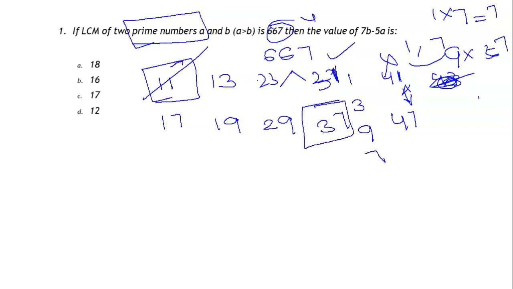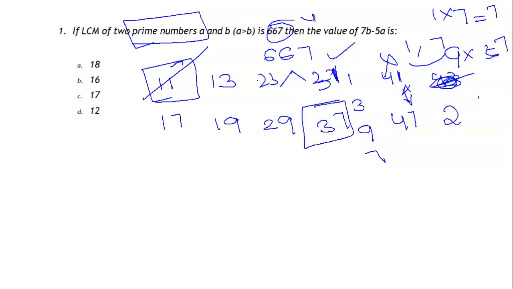Take it away. Then what do we have? 17, if I multiply it by 13, it is not getting that value. 17 into 23 is also 391. So 667 should be around this range. I have this option, which is 23 and 29. When I multiply 23 into 29, I get 667.